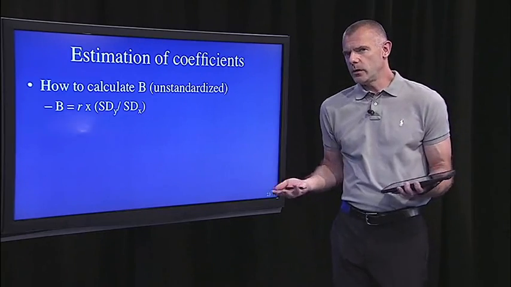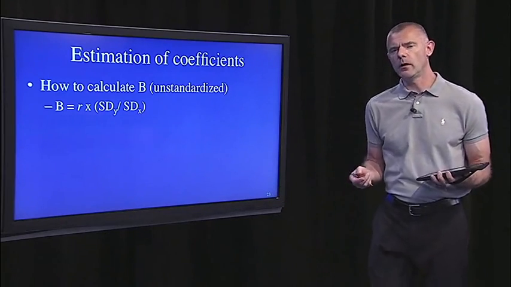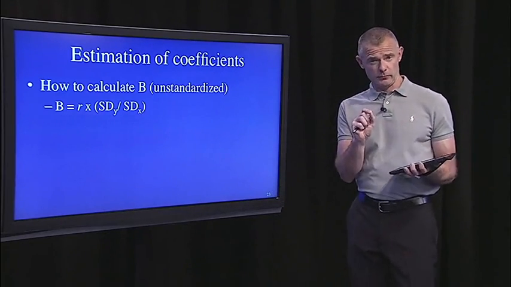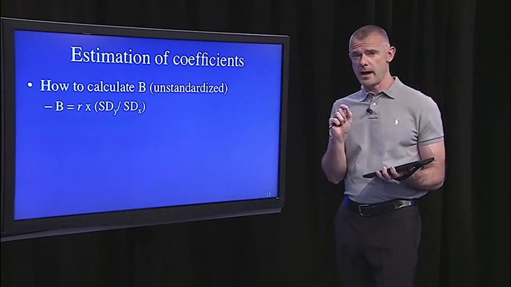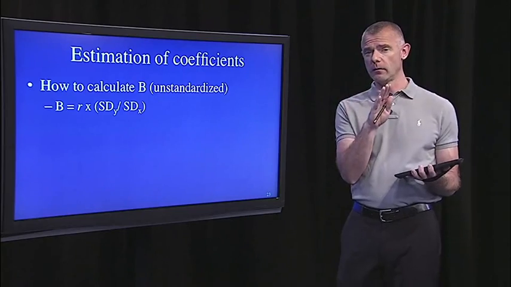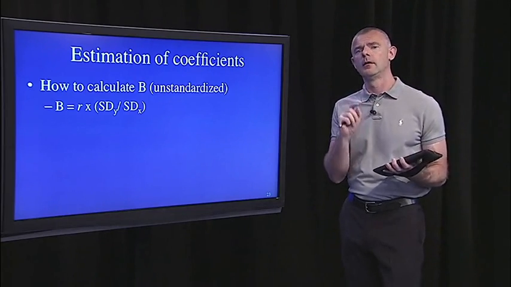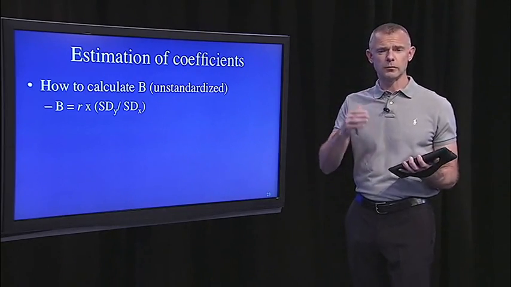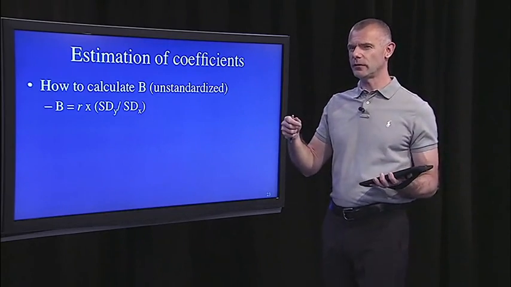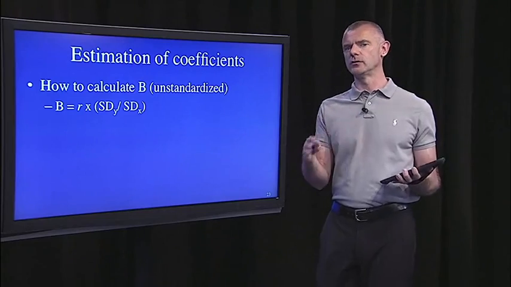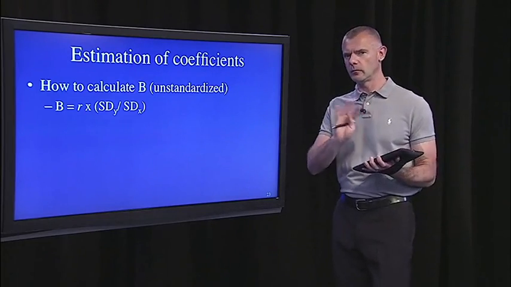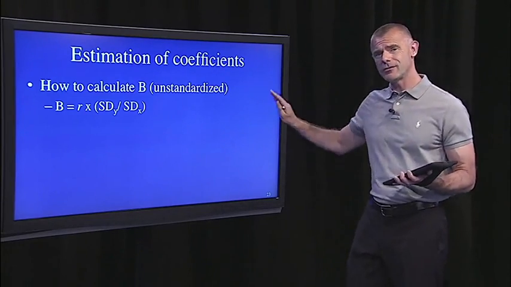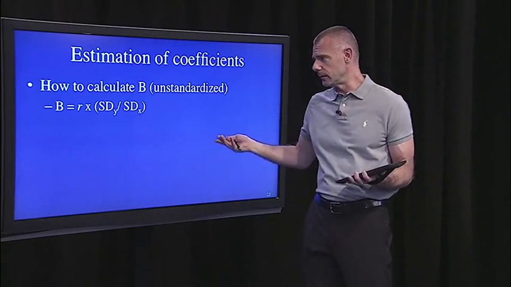But how would we do this if we just want to do it by hand? Well, for simple regression, which is what we're doing right now, just one predictor variable and one outcome variable, it's really easy. For multiple regression, which we'll do in the next lecture, it's a little more difficult and we'll have to do a little matrix algebra. It's not too hard. We'll cover it in the next lecture. For now, simple regression, it's real easy.